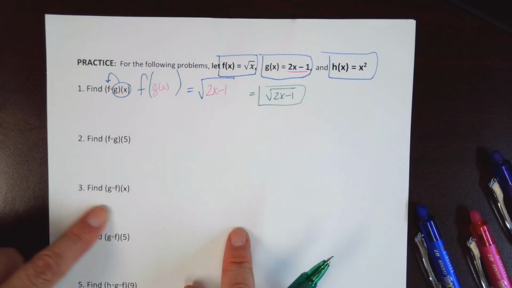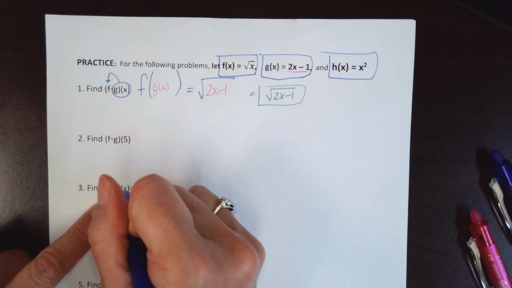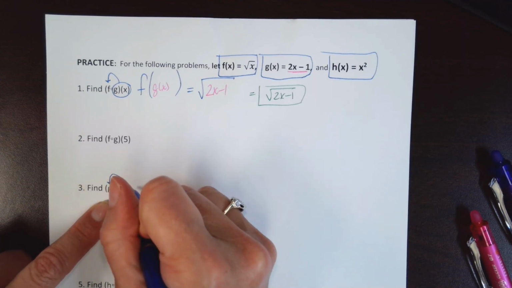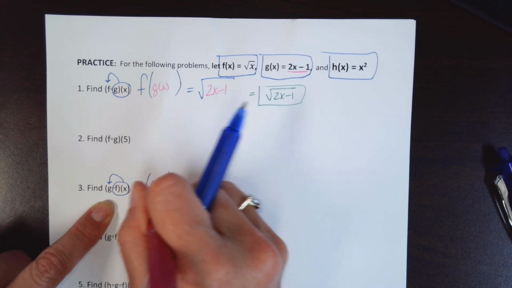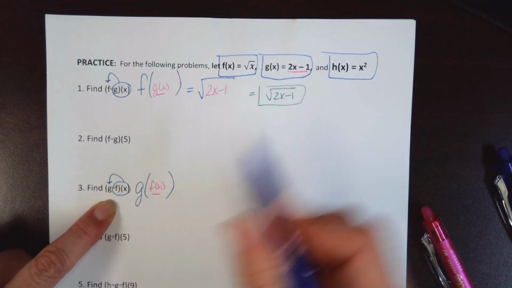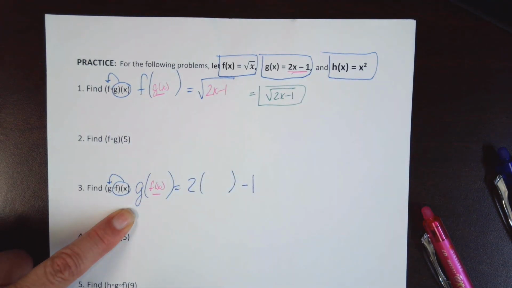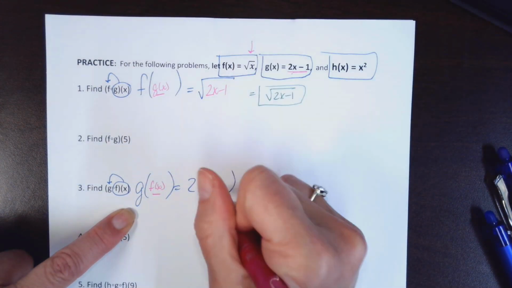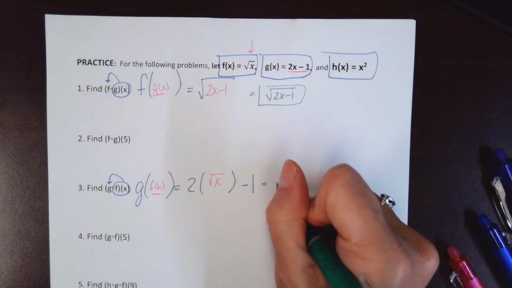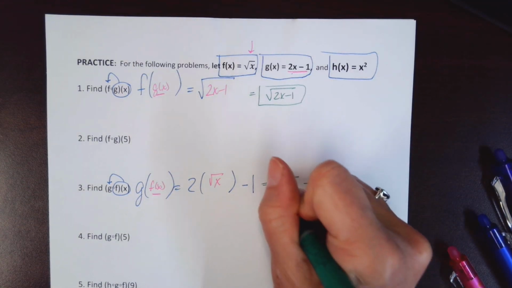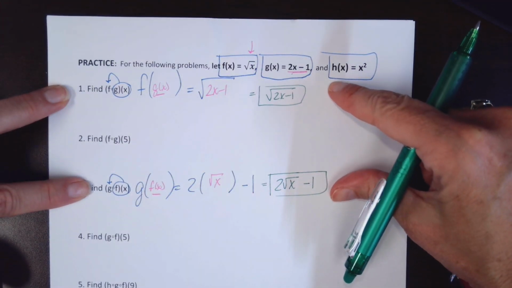We're going to skip down to number 3 and do it in the other order. G composite f of x. So I take that f of x function and I plug it in to g this time. That order matters. So my g function is right here. 2 times x minus 1. That's g. F of x is square root x. So I can see that that gives me 2 square roots of x minus 1, which is not the same thing as when I did the other order.